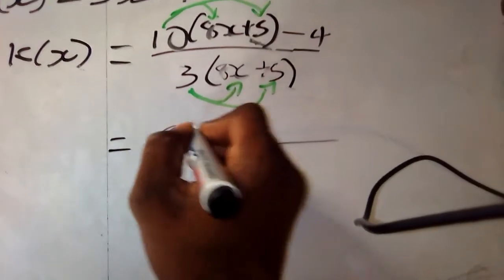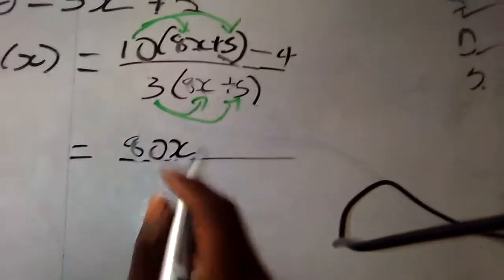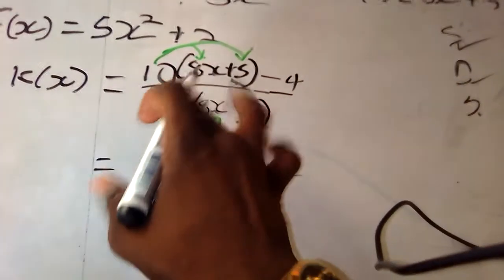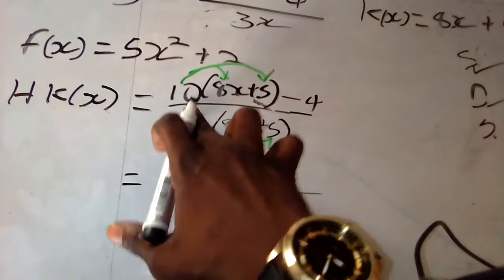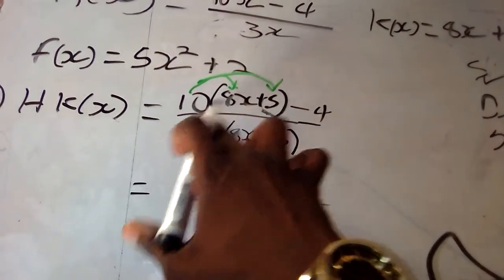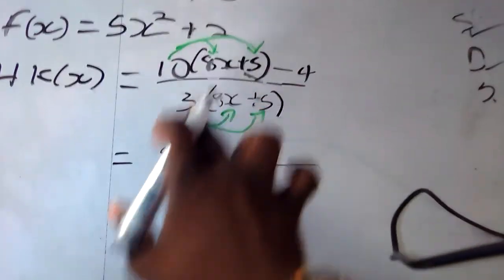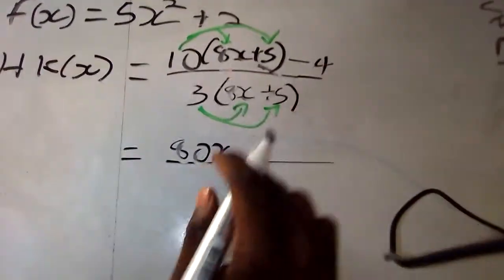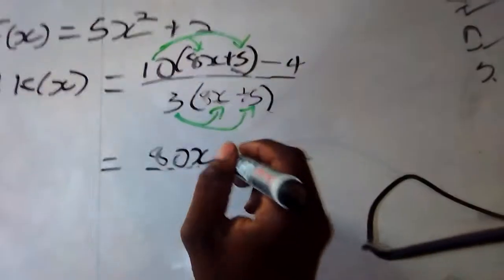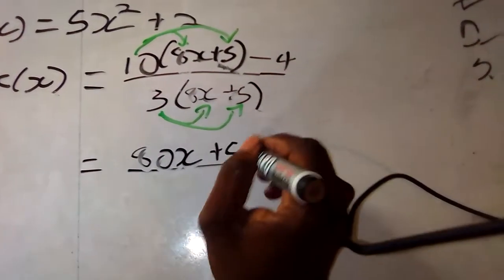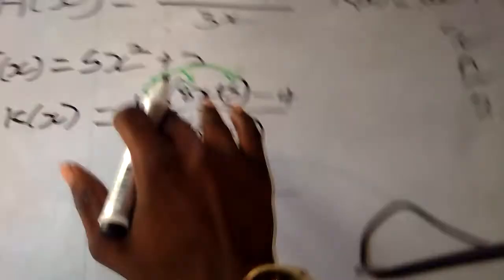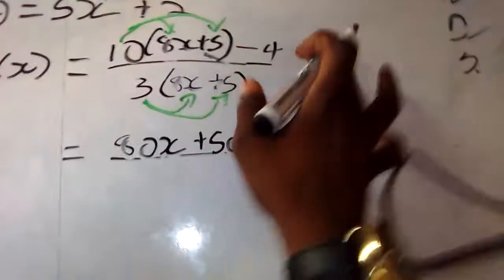So now we are going to distribute. 10 times 8x is 80x. Multiply the coefficients, 10 and 8, then we just put back the variable. So 10 times 8 is 80, and put back the x. 10 times positive 5 is positive 50. That's it for the distribution here. I put back the minus 4 because it's out at the end, and that's it for the numerator.